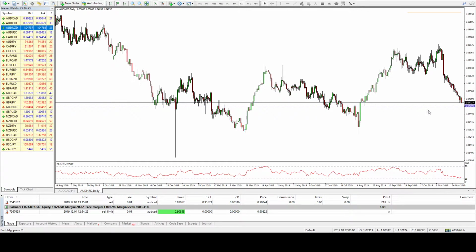All right. This is a good buy area. Okay, so this is a good buy area.